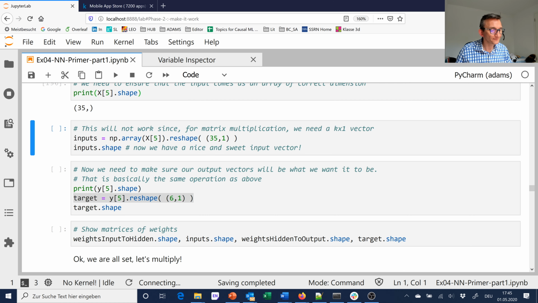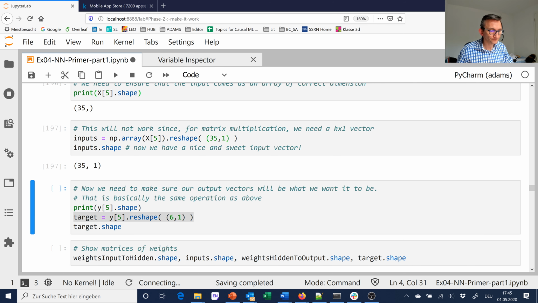So look at that bit here. I'm taking this 1D array, x5, and then I'm reshaping that into a proper vector of dimension 35 by 1. So now I have a column vector that I can work with. And typically you really do have to do that yourself explicitly.